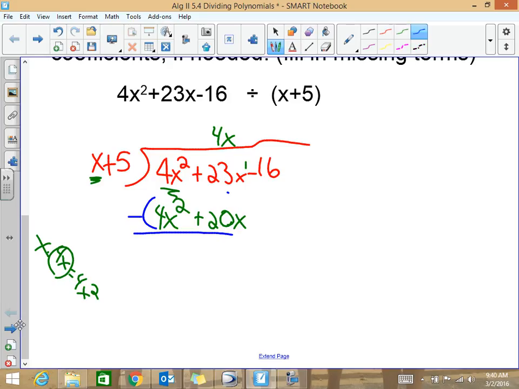Where are you getting the 20? Okay, so I chose 4x because I needed to get this x to equal this first term. So when I chose this 4x, I am distributing this to x plus 5. So 4x times x is 4x squared. 4x times 5 is 20x. Okay? Now I'm subtracting. So 4x squared minus 4x squared is 0. 23x minus 20x is 3x.